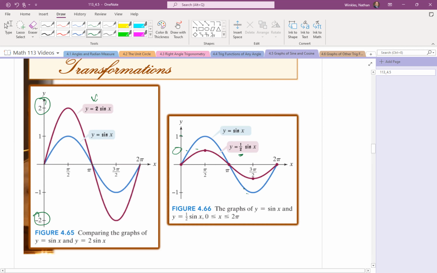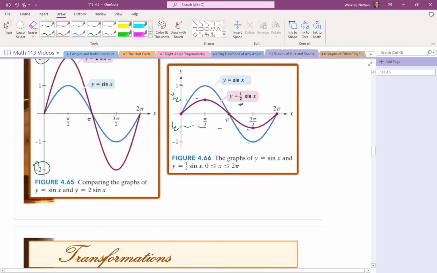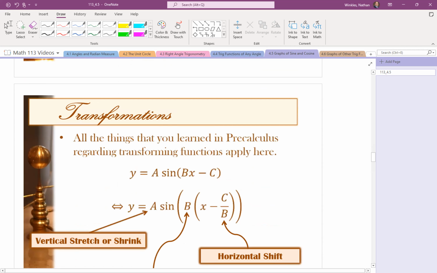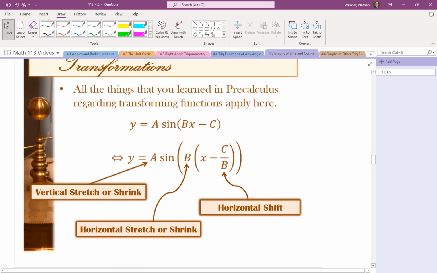So we're changing our ranges, not anything else right now. But we can sit here and talk about transformations. Here's a big thing on transformations if we're in this form. Everything that we learned in pre-calculus regarding transforming functions applies right here.